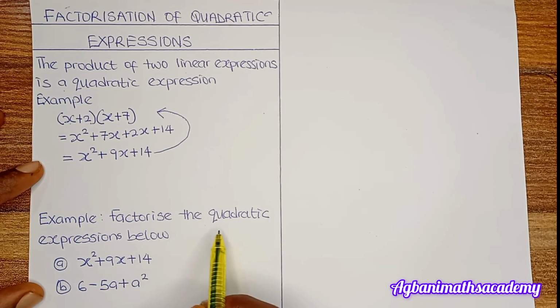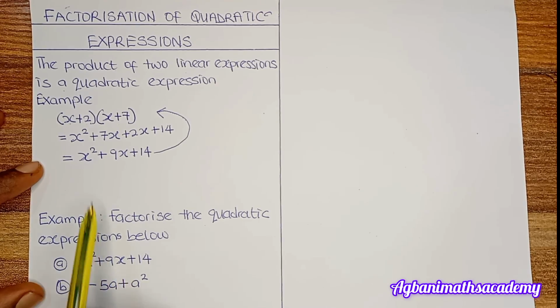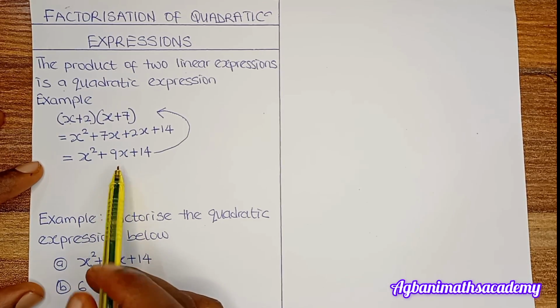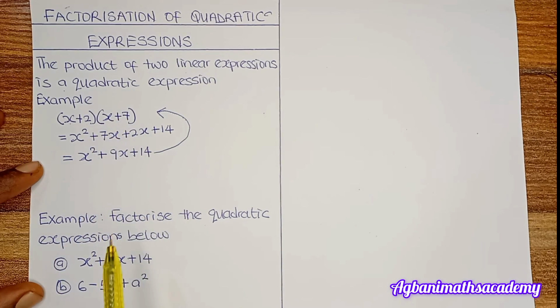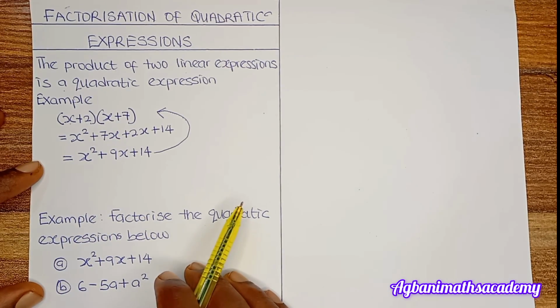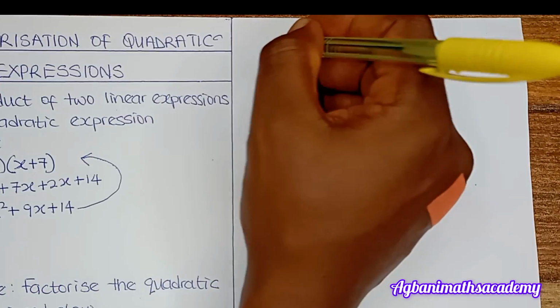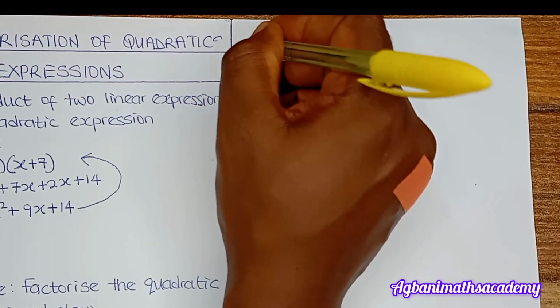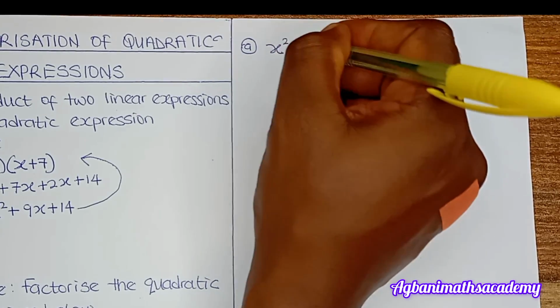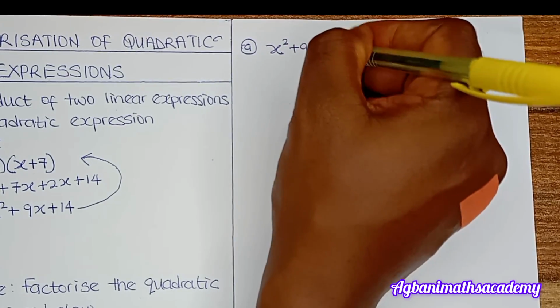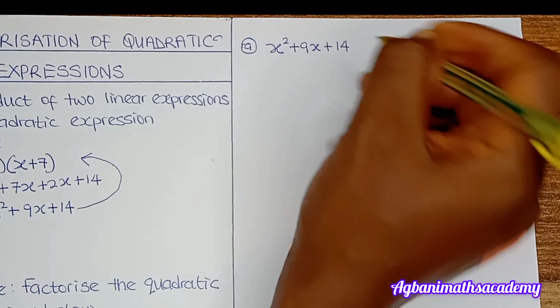Here we are told to factorize the quadratic expressions below. So I use this, which is the answer we got here. Let's see if we go through the process, let's see if we're going to arrive back here. And then we're going to try this one to also see how to factorize that. So let's solve A. We have x squared plus 9x plus 14.